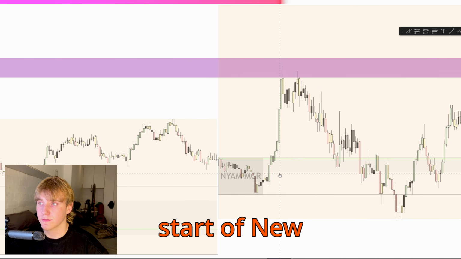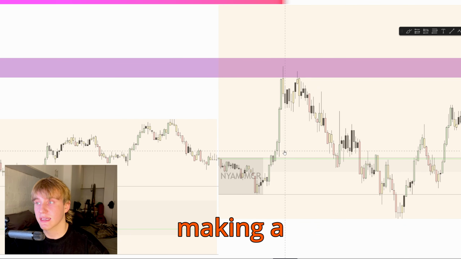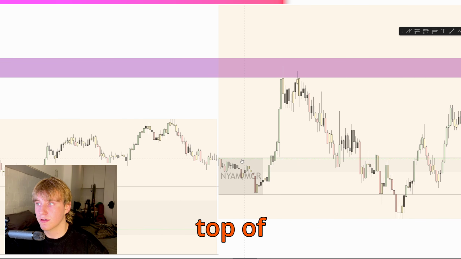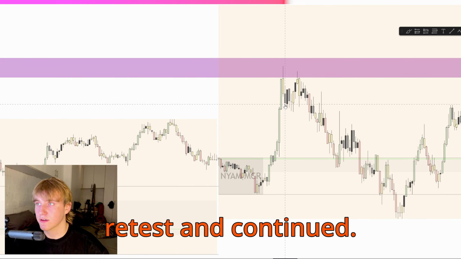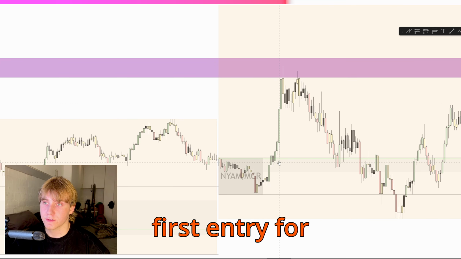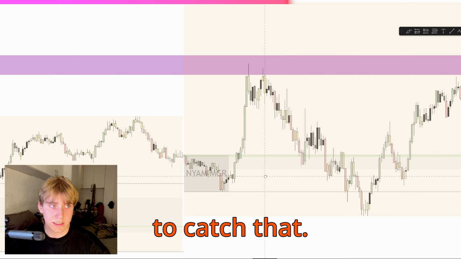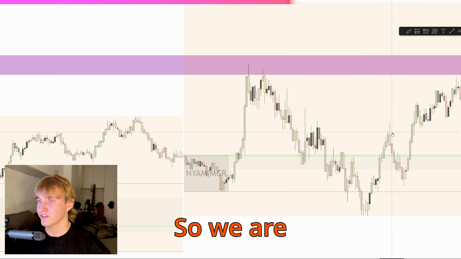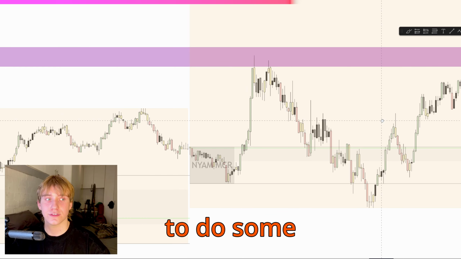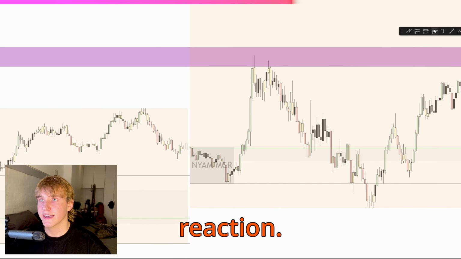We see the start of New York AM specifically making a breakout on the top of New York AM. It had its retest and continued. So that was a very good first entry for people trying to do the breakouts. But we are probably not going to catch that. So we are going to be looking for price to do some sort of pullback or reaction.